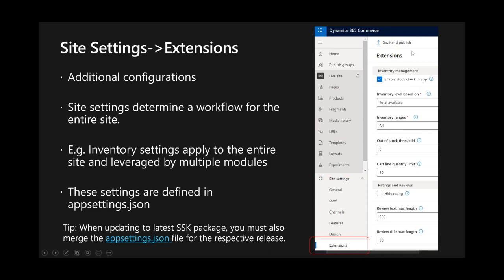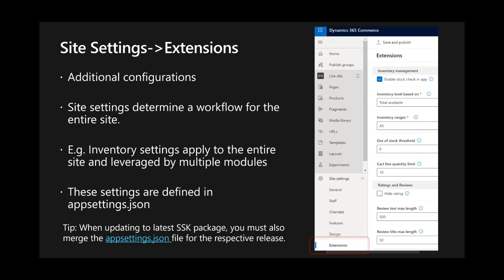Inventory settings shown here, they allow you to turn on inventory check for your e-commerce site. They tell you like, hey, what value should I use for inventory check? Should I use total available or available physical? What ranges of inventory should I display? Should I display in stock, out of stock, low stock, all ranges, or only show out of stock? So all these different configurations can be configured in one place and can be leveraged across your entire site.